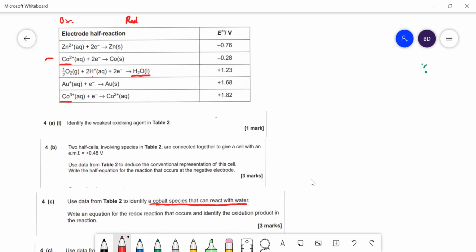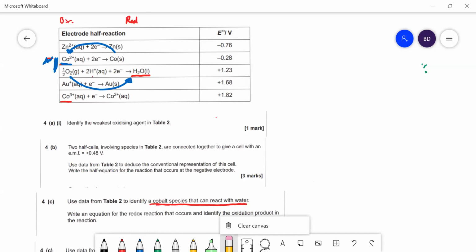Which one is the right one? Well, let's suppose we chose the wrong one. Let's say we think it might be cobalt 2+. We'd have to look at these two half equations and say which direction is it going. The oxygen is the most positive, so that would go that way, and the cobalt would go that way because it's the most negative. And we can see that that's making water. The water is not reacting, so cobalt 2+ can't react with water, so it must be cobalt 3+.